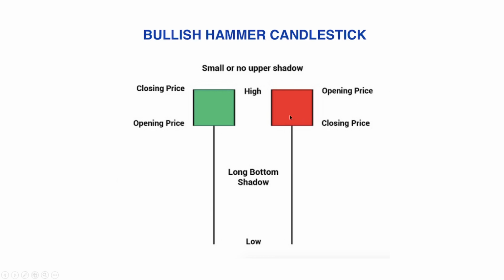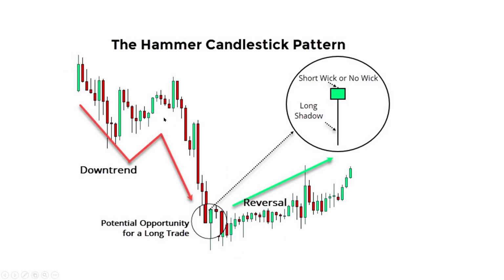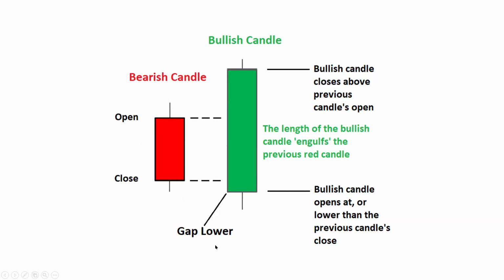The same thing can happen even if you have a down day. It opened, it came down, and then the buyers pushed it all the way back up, and it closed here with a small body and a big wick. So that's bullish hammer candlesticks. What you want to see is it at the bottom of a pattern. You've got a move down, then you get a bullish candlestick pattern, and then the trend reverses and you start moving higher. That's the hammer candlestick pattern we're looking for. This is a potential opportunity for a long trade.